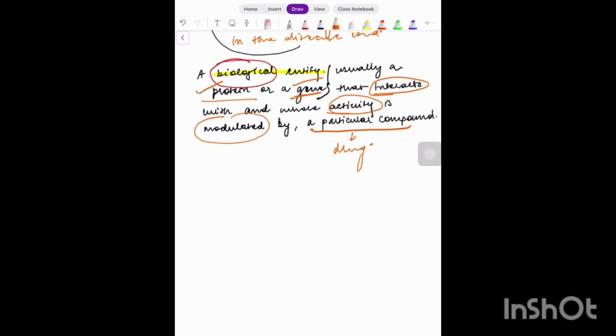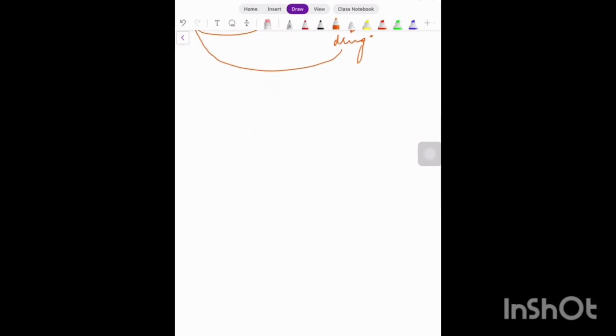So a drug target is basically a biological entity. The drug will target that biological entity, because of which not only will it interact with the drug, it will also modulate its activity. So it's a very nice definition. I thought of putting it here for your better understanding.